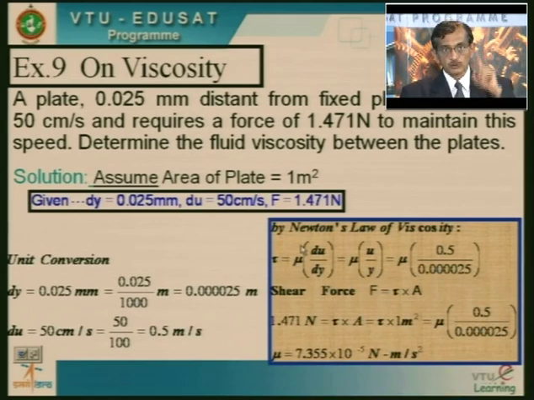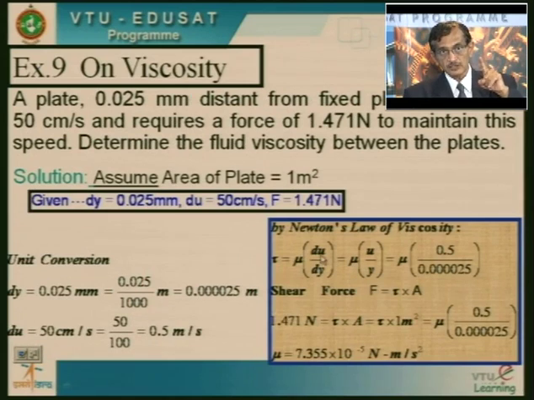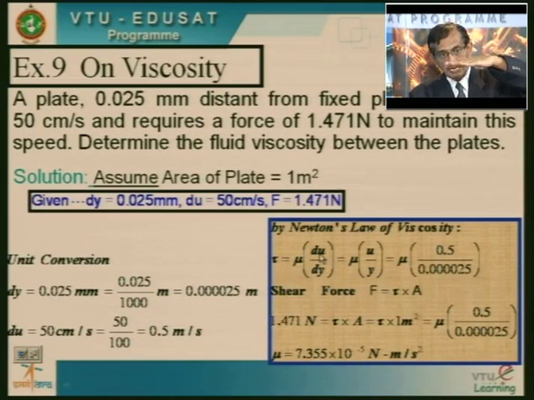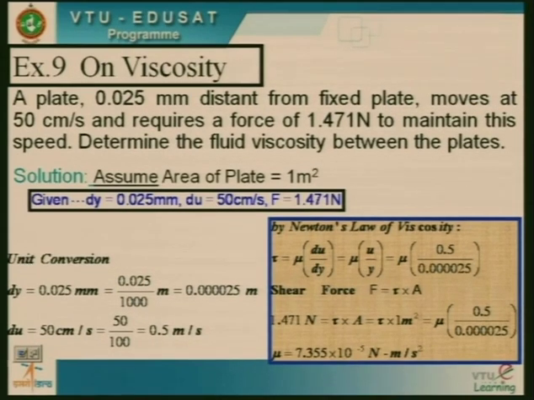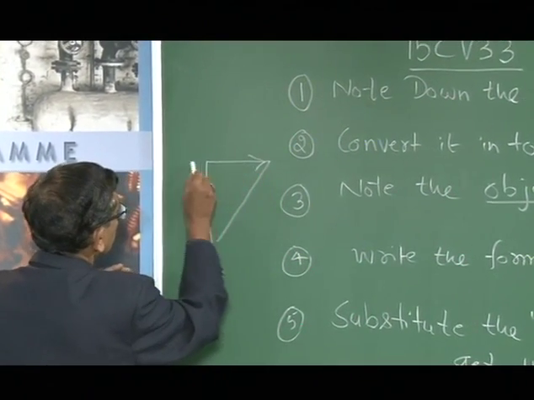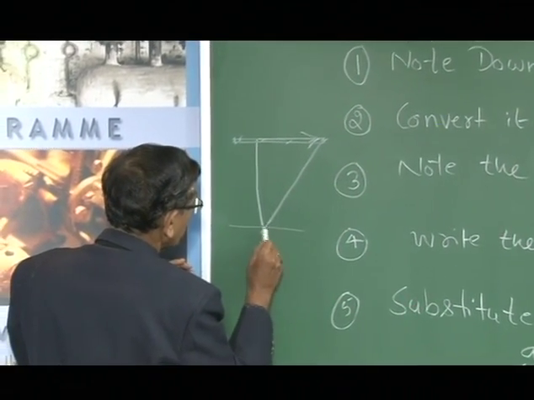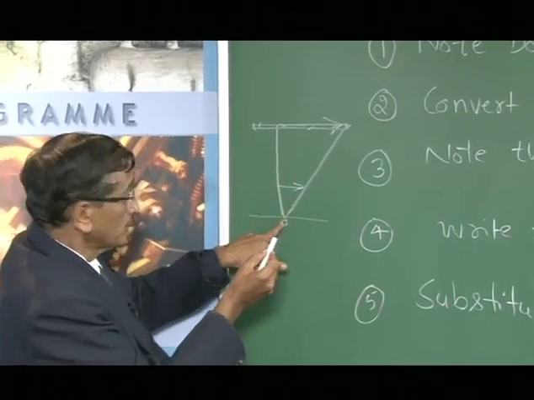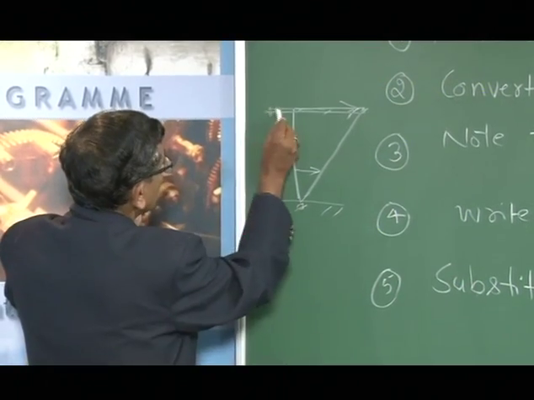The formula which we are going to use for the objective is Newton's law of viscosity. The formula is tau is equal to mu into du by dy. Now you can see here, as I mentioned, du is on the top of the plate 50, and at the bottom it is 0, like a triangle. If you want, I can show on the board, exactly like this. This is 0 here at the bottom of the plate, and the plate is moving with that velocity, and this is the gap.